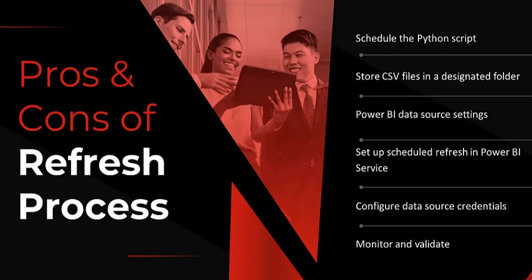Monitor the refresh process to ensure that the Power BI report is successfully updating with the latest data. Validate the refresh by checking if the visuals and data in the report reflect the new CSV files retrieved by the Python script. By following these steps, you can establish a seamless workflow where your Python script retrieves data from mysportsfeeds.com, saves it locally as CSV files, and Power BI automatically refreshes the report based on the updated CSV files. This ensures that your Power BI report consistently reflects the latest data from the sports provider.